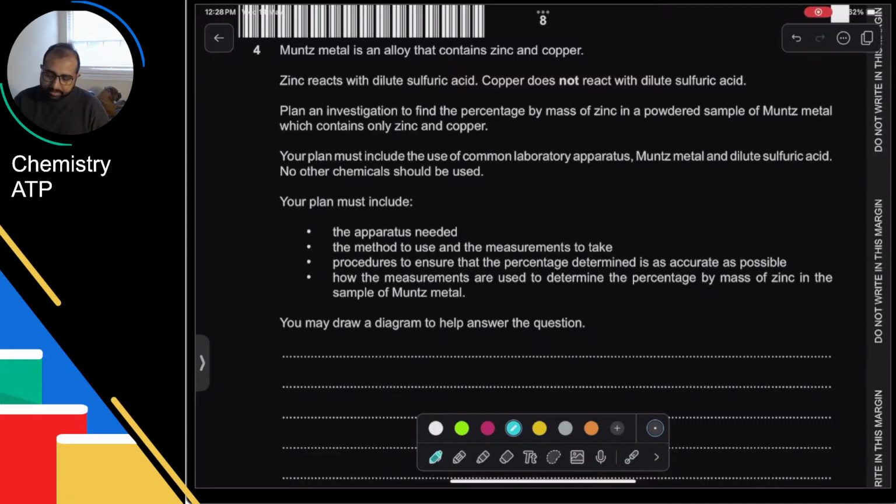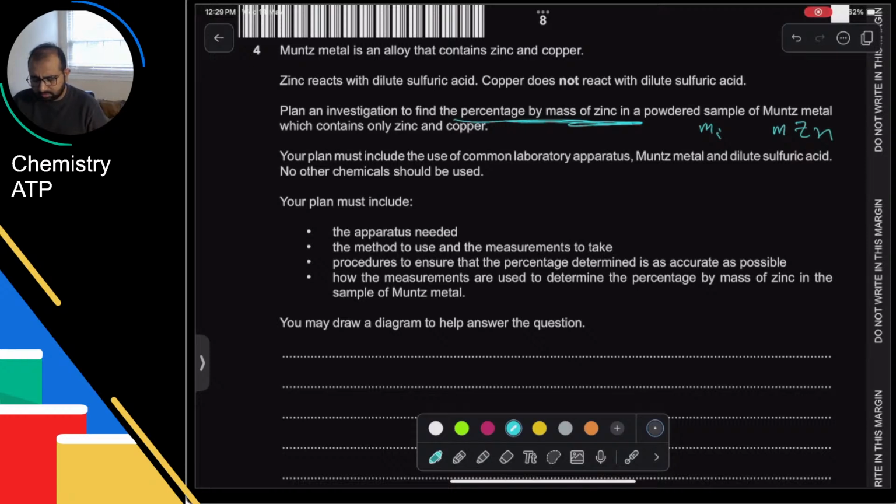Okay. Plan an investigation to find the percentage by mass of zinc in a powdered sample of Muntz metal. Okay, I want the percentage by mass of zinc. That means I want to know how much zinc I have, and I want to know how much mass I had in the beginning. Okay. So initial mass and mass of zinc. That's what I want to find out. Your plan must include the use of copper.